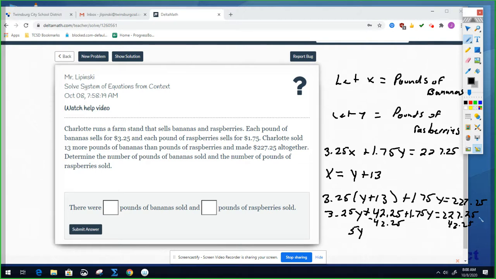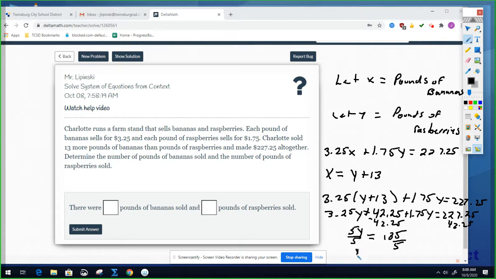So 227.25 minus 42.25. Make sure you press the buttons right. That is equal to 185. So I got 5y equals 185. I divide by 5, and 185 divided by 5 is equal to 37.